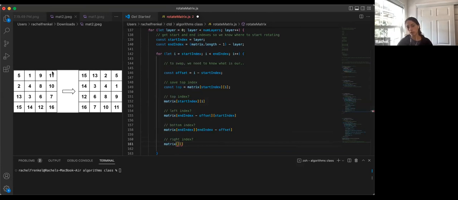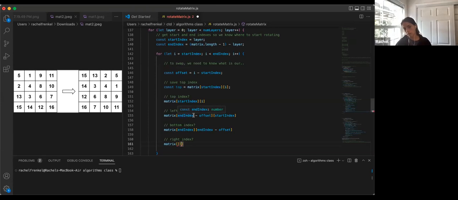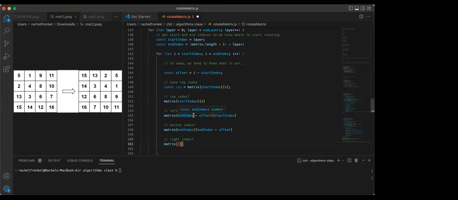Okay. And now the right side. So now we're here, and we're going down here. So what's staying the same, the row or the column? Column. Column stays the same. Exactly. And what is it? What is the column going to be? End index. Yeah, it's going to be end index.